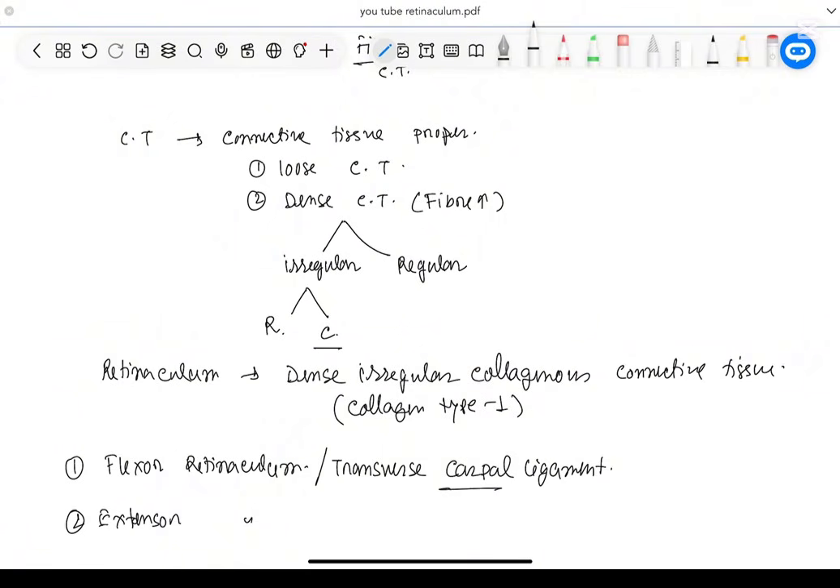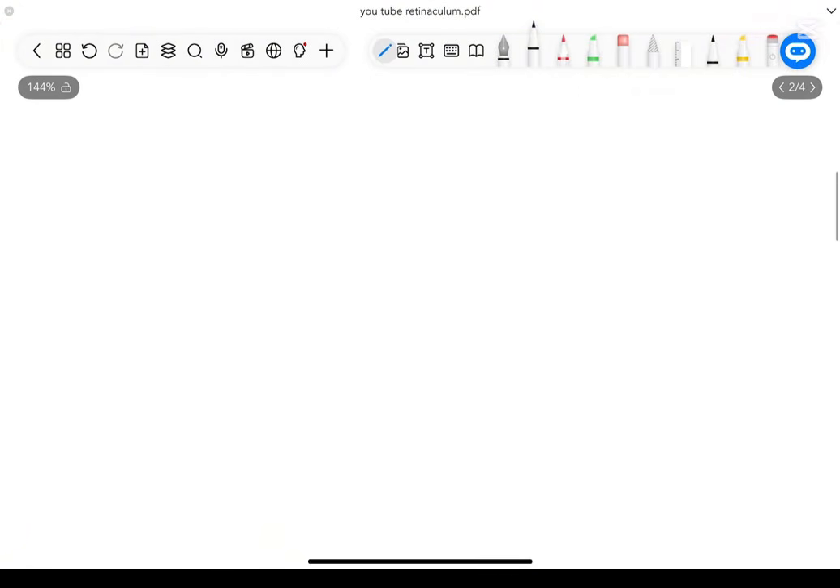That means it is transversely arranged and it has a connection with the carpal bones. When it is attached on both sides, underneath there will be a tunnel, and the tunnel is an osteofibrous tunnel. That's why we call it the carpal tunnel. Let's see on the image.